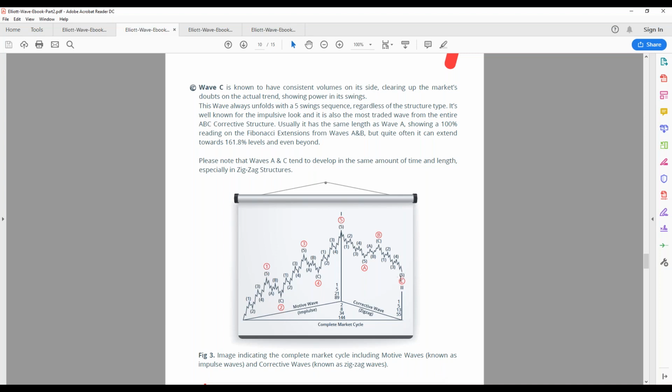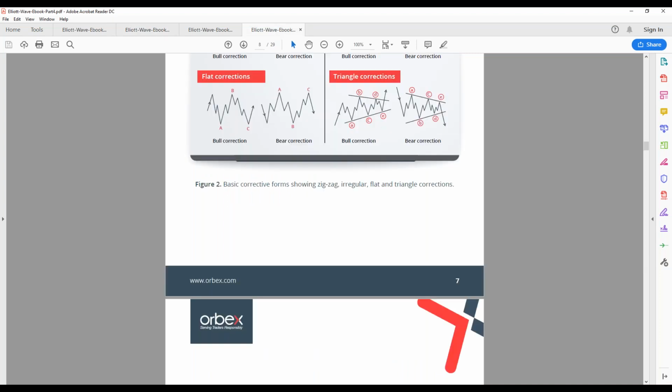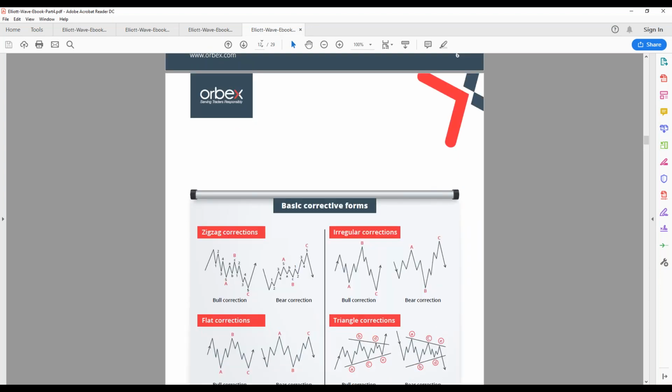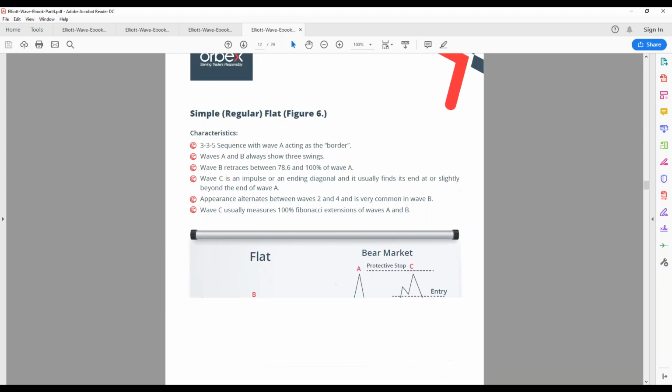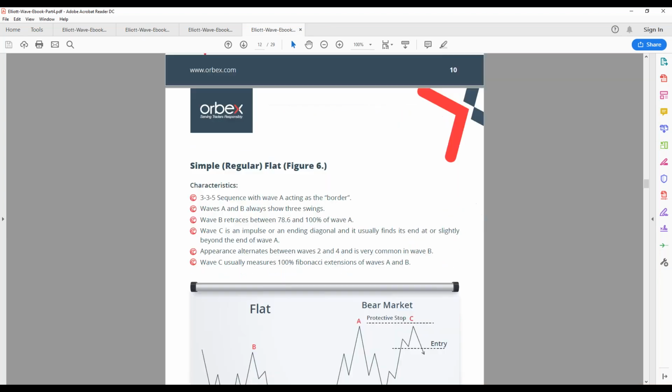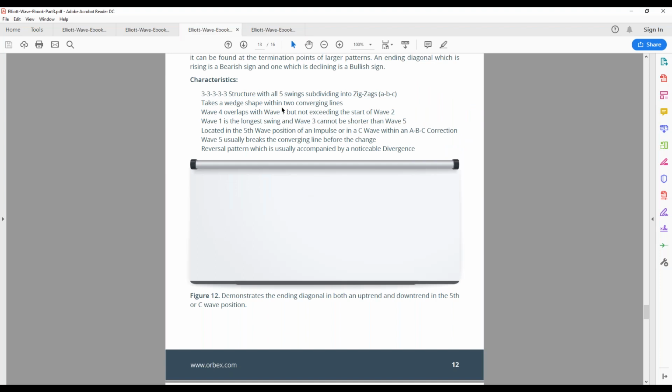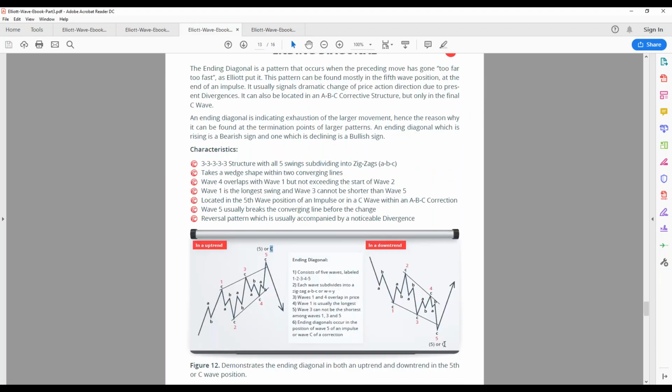Under no circumstance should wave C be labeled as an ABC or a three wave sequence ever. It's never formed like that. It always would have a clean 1, 2, 3, 4, 5, either an impulse or an ending diagonal, yeah. Which I'm actually explaining in that, let's say, where is it? Ending diagonal, anyhow. Yeah, I think it's here. Yeah, right here. Ending diagonal, right? So wave C in a downtrend of a wave 5, or a wave C, or in an uptrend of a wave 5 or a wave C.